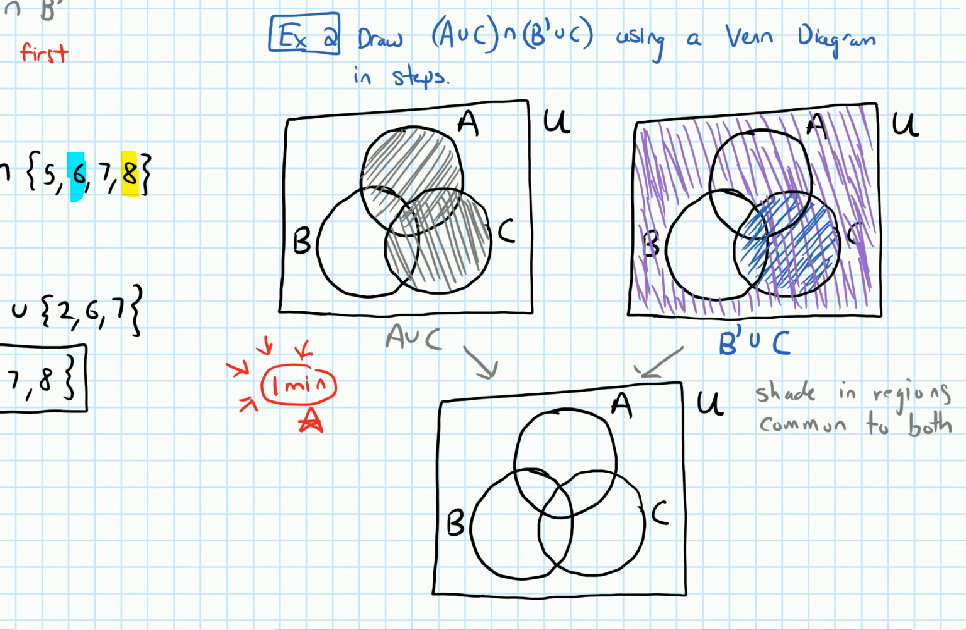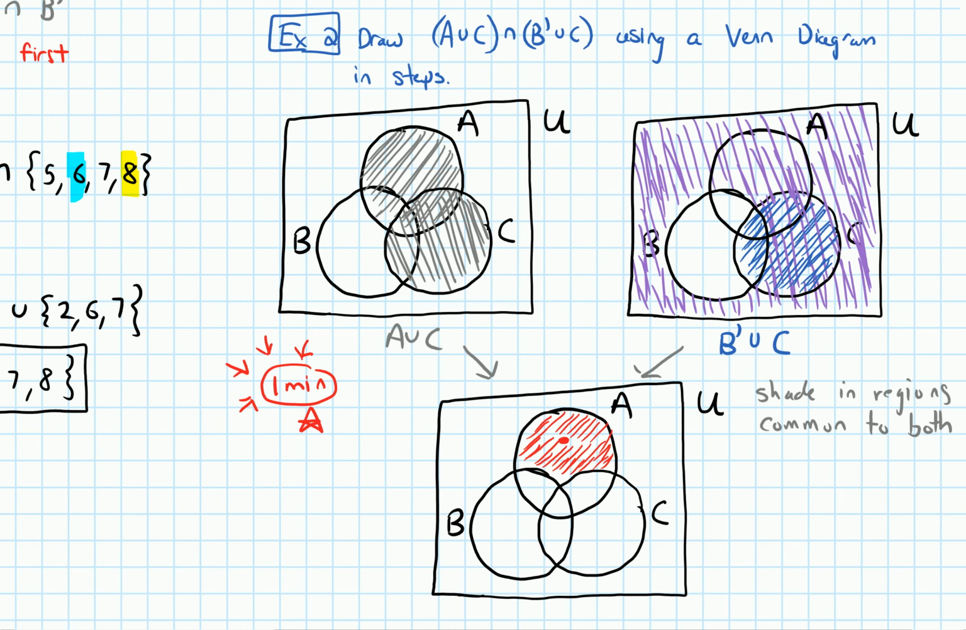Alrighty, so hopefully you've done that. Hopefully you paused it for a minute to try it. So let's talk about it together. So if I'm going to draw a dot here, but if I look at this region, the stuff that's within the circle A, but not in the circle B or in the circle C, that is shaded in both of the pictures that I had above, in A union C and B complement union C. So I need to shade in that region. That would be in the intersection because it's shaded in both.